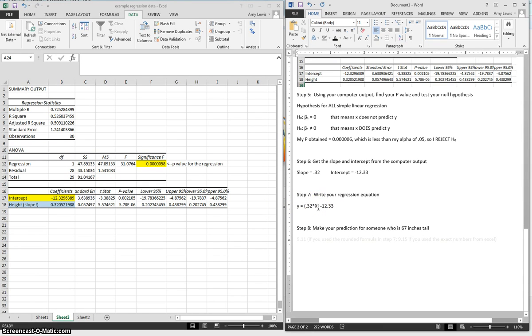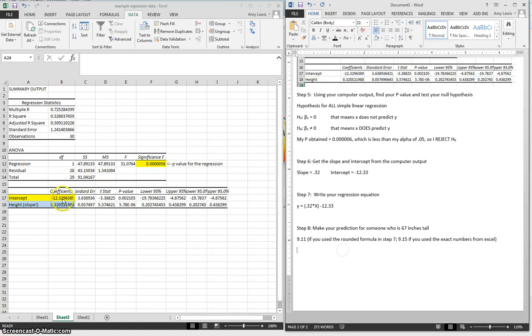And that's what I ask you to do in the last step 8, where we need to make our prediction for someone who's 67 inches tall. And remember, I got that 67 inches from the problem. So all I'm going to do is plug in 67 for x here and solve for y. So that'll be 67 times 0.32 minus 12.33, which if I'm using that rounded formula is going to be 9.11.